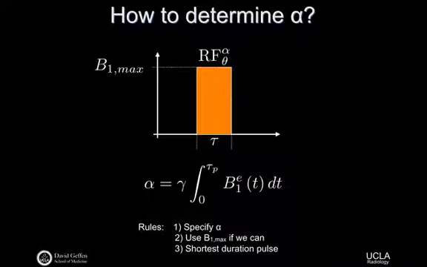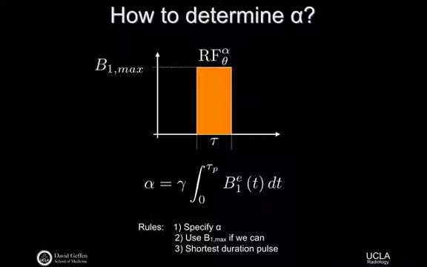If we have some B1 envelope function, in this case maybe just a rect function, the B1 field is turned on for some duration tau, and then turned off. If we integrate that function over time for its duration and multiply by gamma, we effectively end up with the flip angle for that pulse. That should make sense. You have some frequency of nutation, and if you integrate over a function of time, you're adding up how far it's gone, and that gives you the flip angle. So we have an expression, maybe using an RF pulse that's a box function, nice and simple.